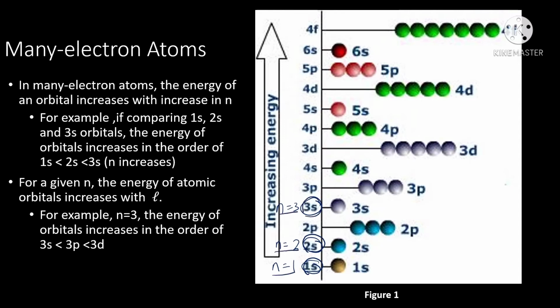For a given n, the energy of atomic orbitals increases with l, the angular momentum quantum number. For example, for n equals 3, the energy of the subshell increases in the order of 3s, which has l equals 0, to 3p, where l is equal to 1, to 3d, where l is equal to 2.